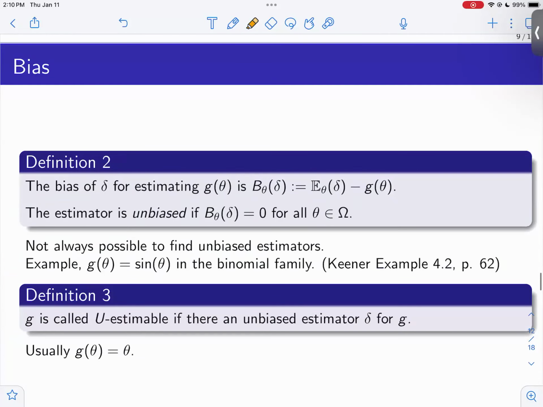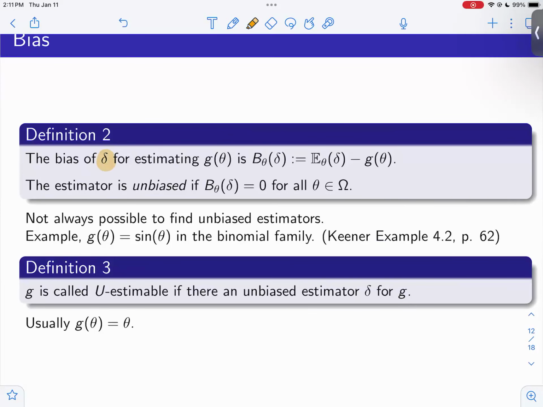Okay, so let's move on to the bias. The bias is a fundamental concept in the theory of statistics. Let's say delta is an estimator or a decision rule for estimating g theta. So now we are allowing ourselves to estimate parameters other than theta. There are minimal changes; there's no issue with trying to estimate something else.